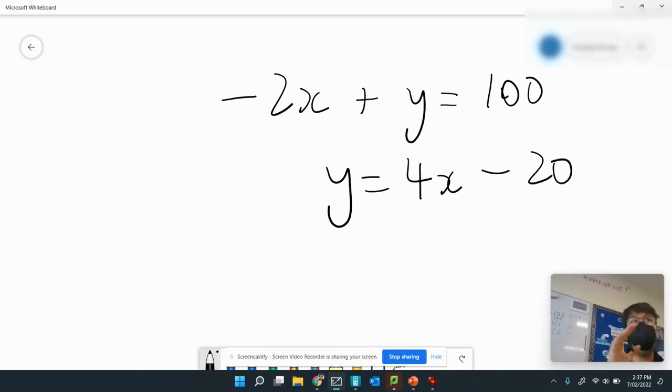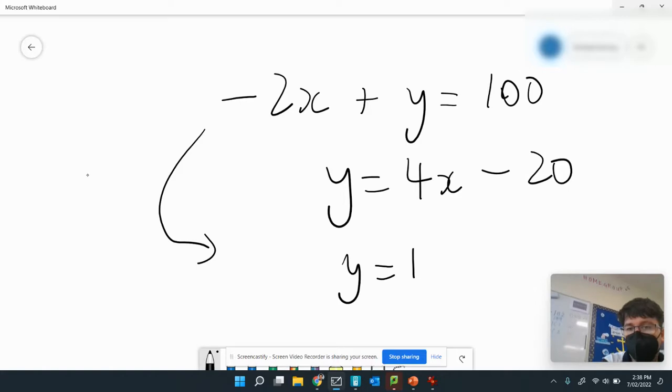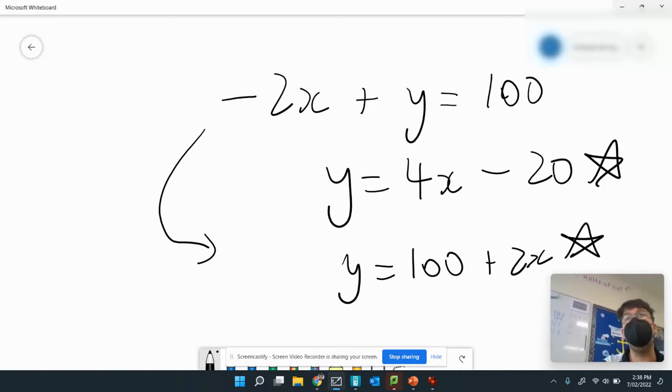If you would prefer to do it in the general form, rearrange one of them to be in general form. But we're going to have the top one to be y equals 100 plus 2x. That's the rearranged. And then you just type both of those into your graph mode. Graph it. Do it there.